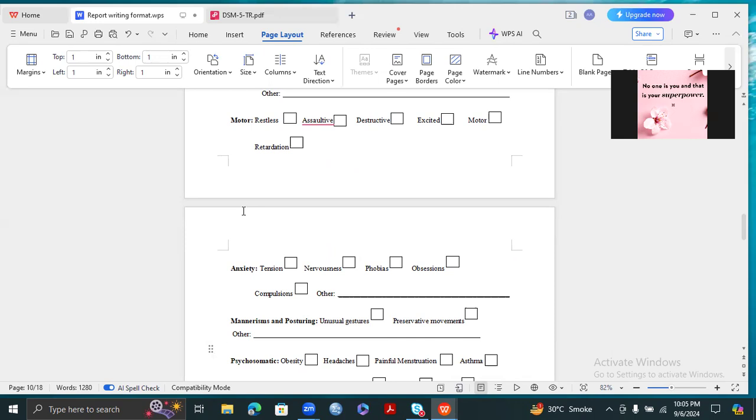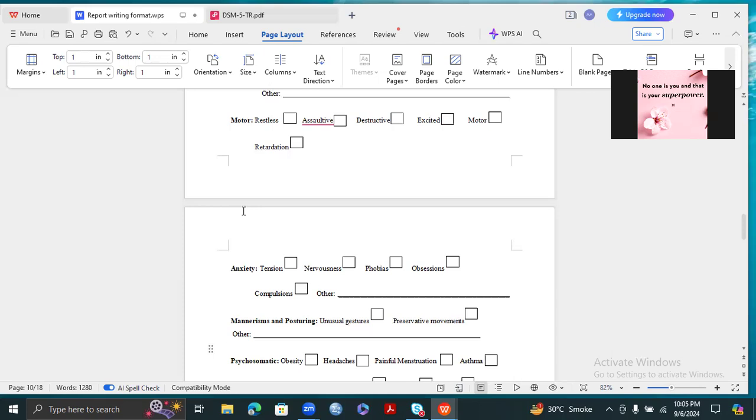Or either it's just retarded, which means, for example, in case of depressive patients, you would see this kind of situation where the patient would be just sitting there and he just doesn't want to move. So it means he's having some kind of retardation in the movement. His motor skills are being retarded right now, and you have to mark that down.